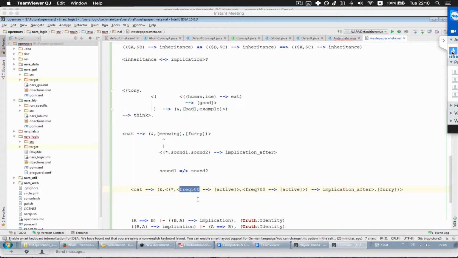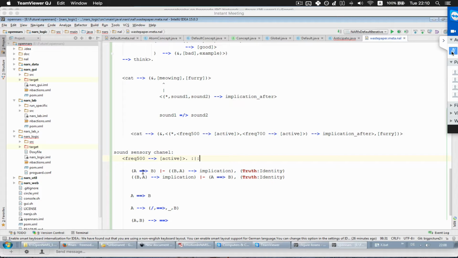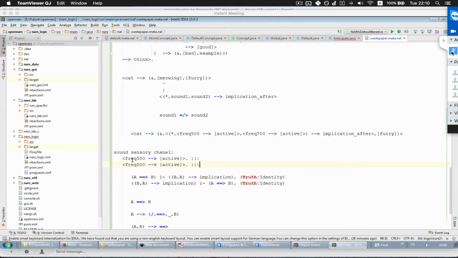Go deeper. Okay. This one would be the sound sensory channel. I don't know if that's the best representation for it. I think you have an instance of it as opposed to the thing being active. So you'd have an instance of frequency 500. Right, this I meant, sorry. Of course. So here also of course. So what you'd have is instance sound 1 is an inheritance of frequency 500.